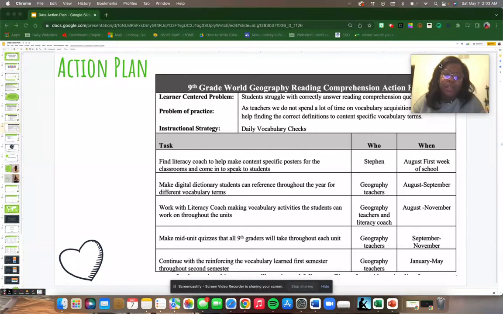And lastly, continue with the reinforcement of vocabulary, especially what they learn first semester that they might see again second semester. So just know that it's not going away. And if there isn't new vocabulary for the specific second semester, then definitely just reinforcing what they've already learned.